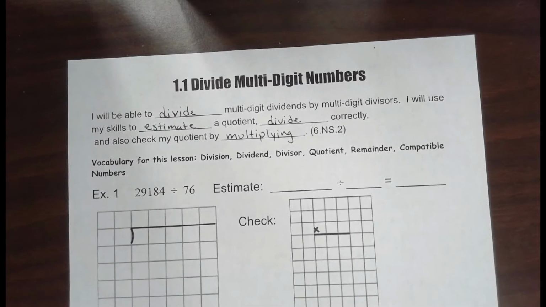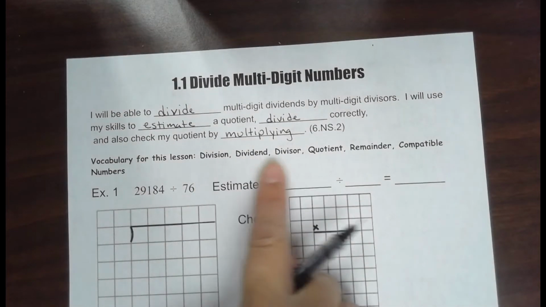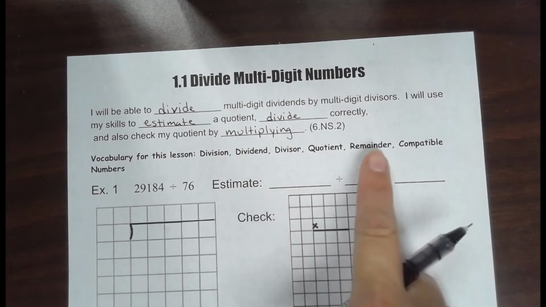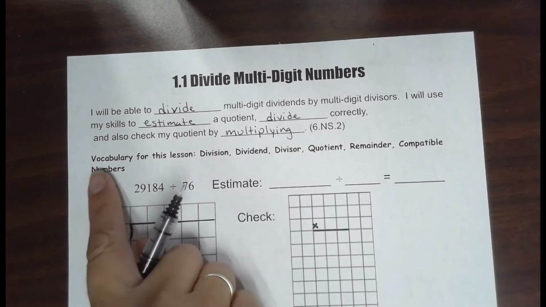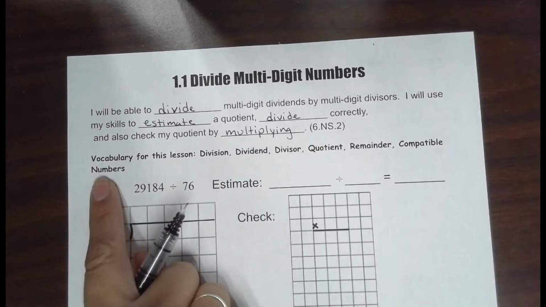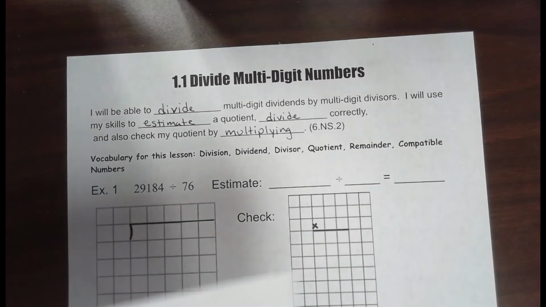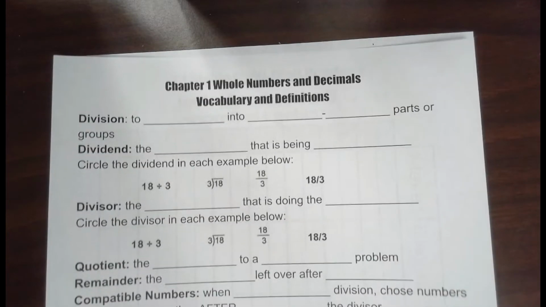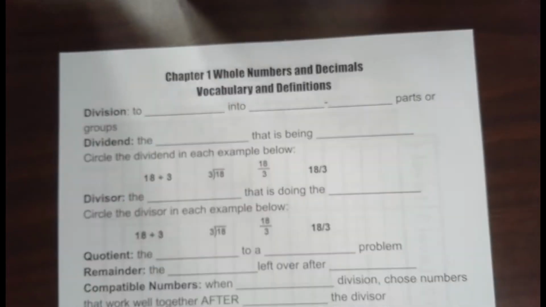All right, so vocabulary for this lesson: division, dividend, divisor, quotient, remainder, and compatible numbers. Every time we do these lessons, we're going to fill out or reference these vocabulary words. So, this is where page 16 comes in. This is all of the vocabulary for chapter 1, but we're only going to worry about the vocabulary words for that day's lesson.